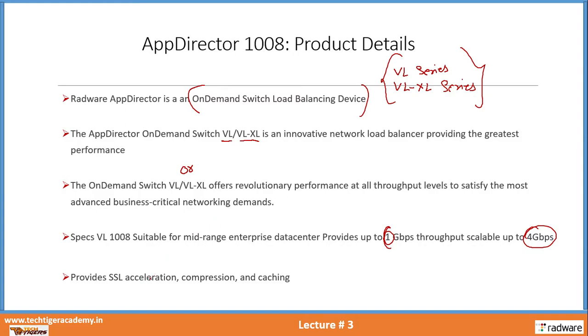This is also responsible for providing you SSL acceleration, that means SSL offloading and all that. It provides you compression and caching. These three form factors provide you performance as a result.